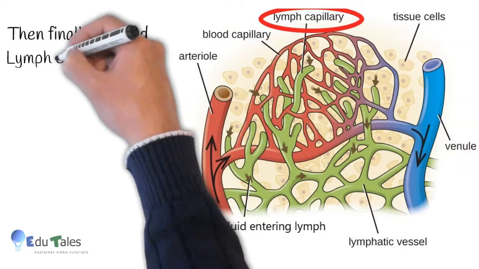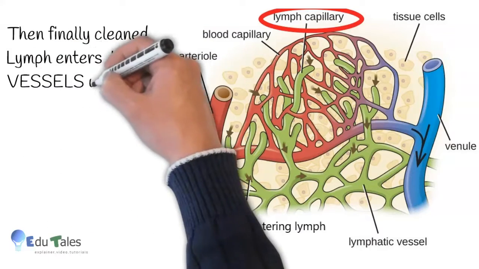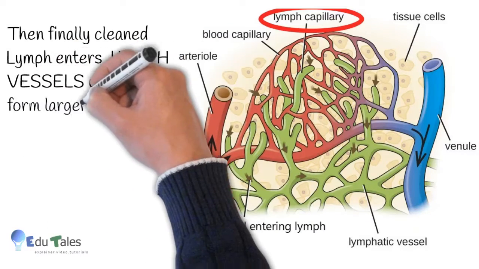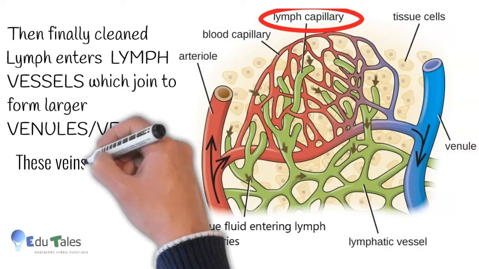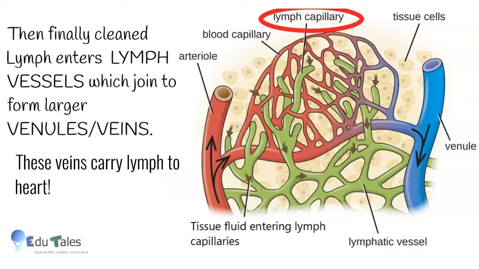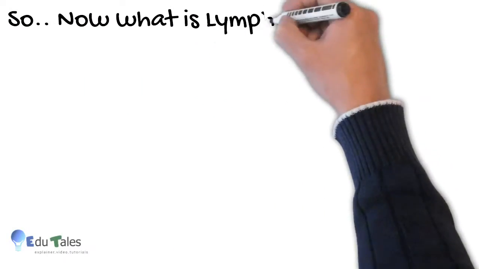After that, lymph will return back to the lymph vessels, which join to form larger venules or veins, as you can see in the diagram. And finally, these veins carry lymph to the heart. So this is how the entire circulation is complete.